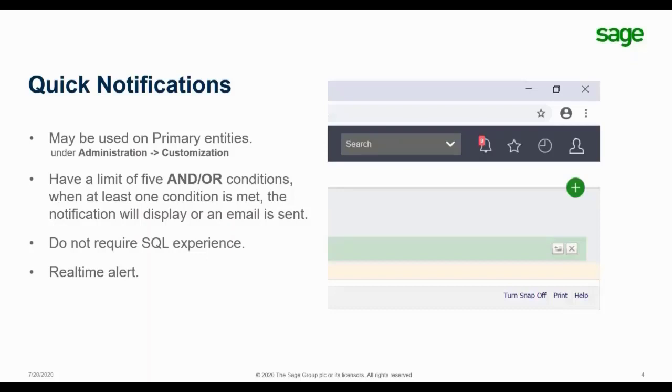Quick notifications may be used in any of the primary entities and are created on the Notifications tab within the entity. They may also be configured for immediate delivery and therefore appear in real time. The limitation of 5 and/or logical operators when creating a quick notification is by no means an impairment, and very often proves more than sufficient.